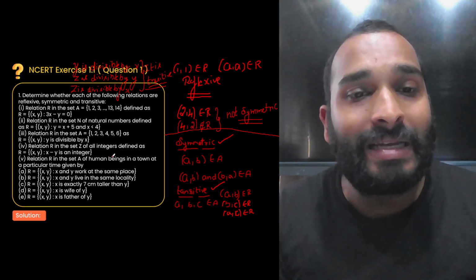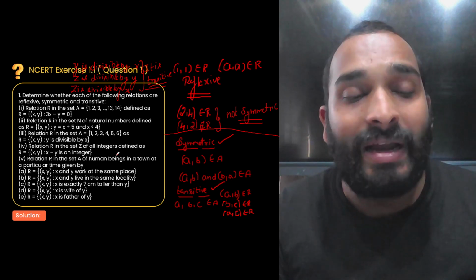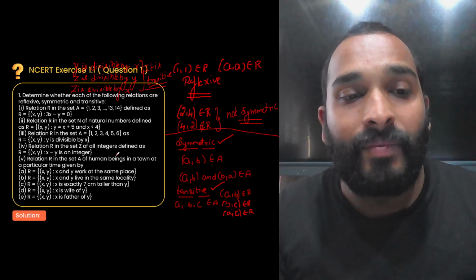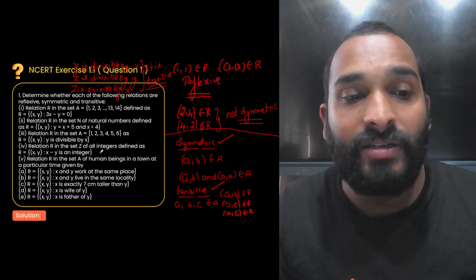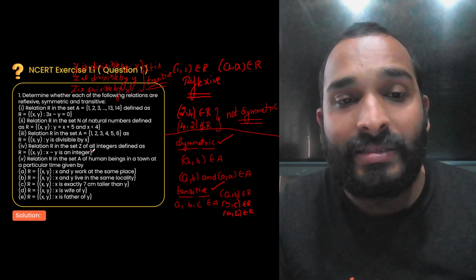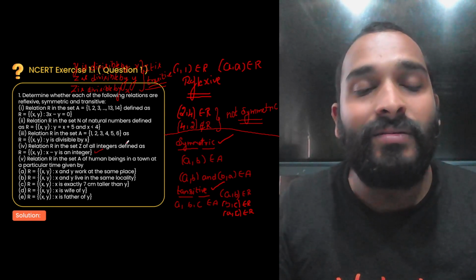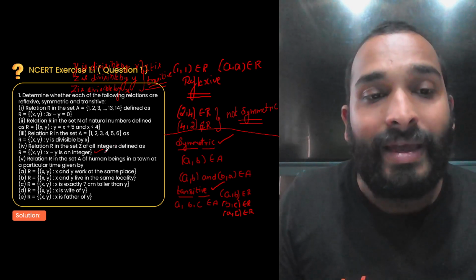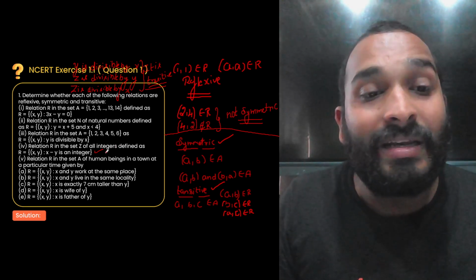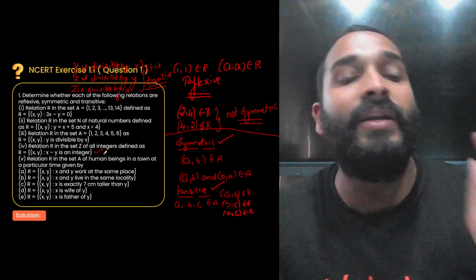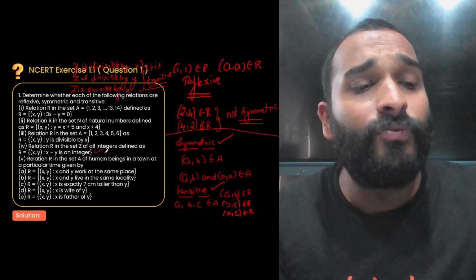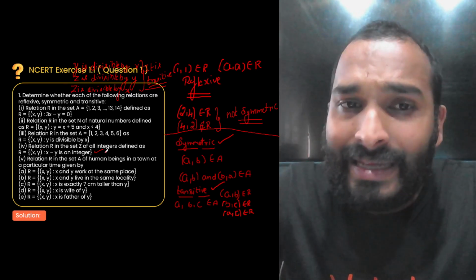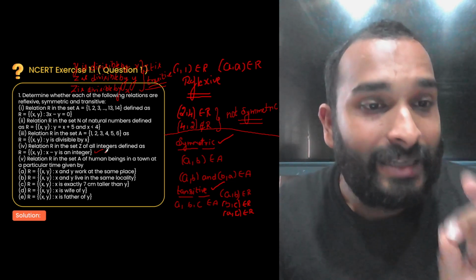Relation R in the set of all integers defined as x comma y, where x minus y is an integer. So they're telling x minus y is an integer. Now see, children, just a clear observation. X minus y is an integer. The relation is in set Z of all integers they're asking. So if you take a set of all integers, what happens here? Tell me.